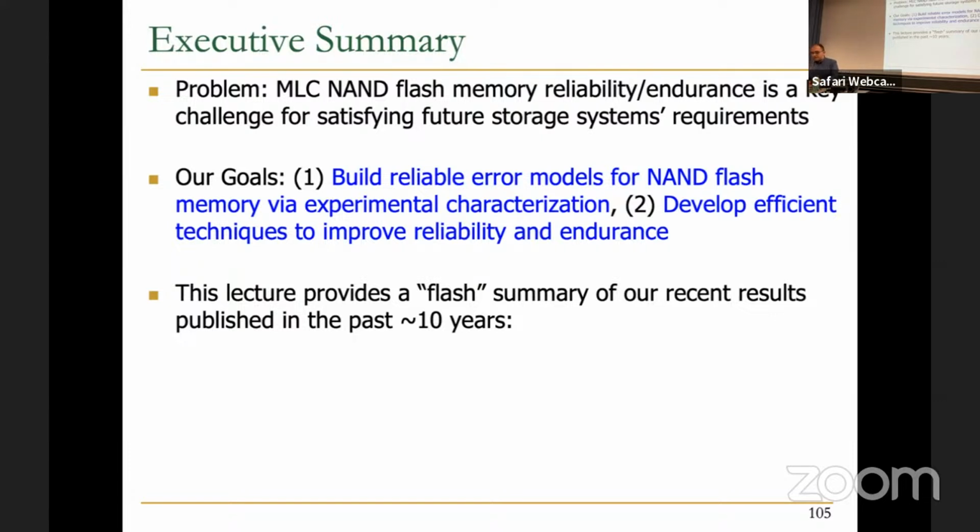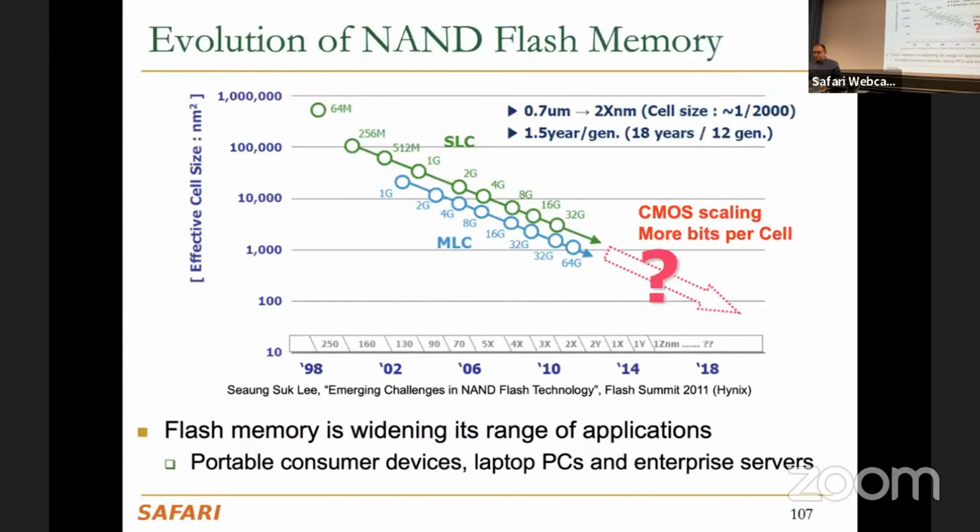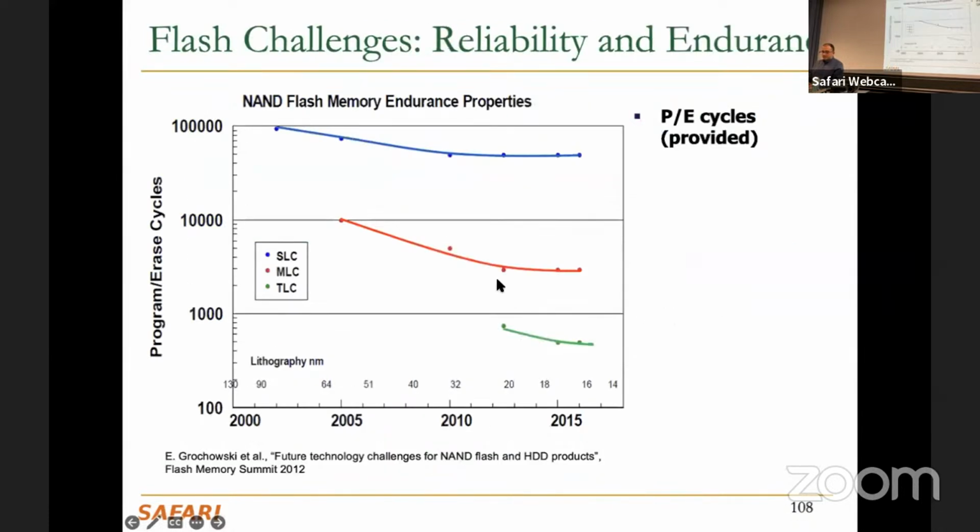So this lecture is going to provide a flash summary of our recent results published. It's not that recent, actually, but in the past 10 years, essentially. So these are some of the papers that I'm going to discuss today. In this figure, you can see the evolution of NAND flash memory from the time that it has been manufactured more and more. Basically, people can make SLC NAND flash memory with higher density, MLC as well. And the idea is, can we scale it more and more? But that comes at the price of a lot of issues.